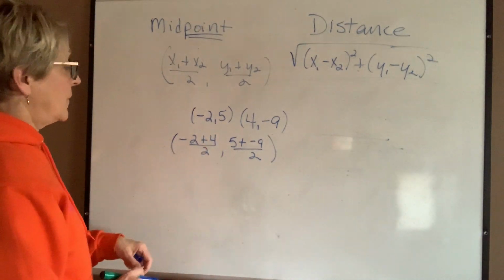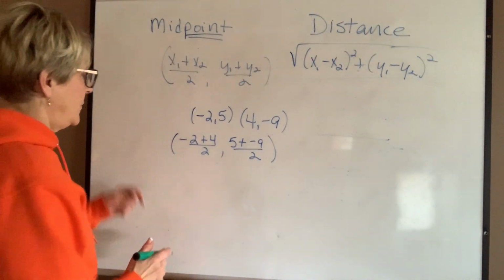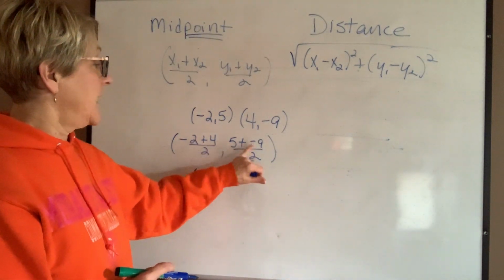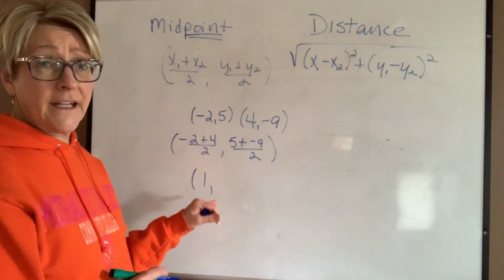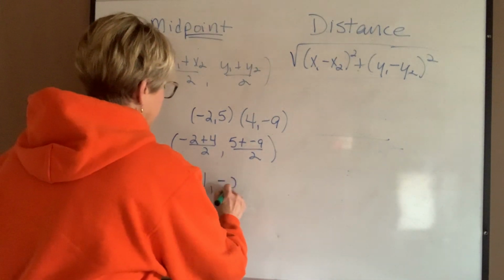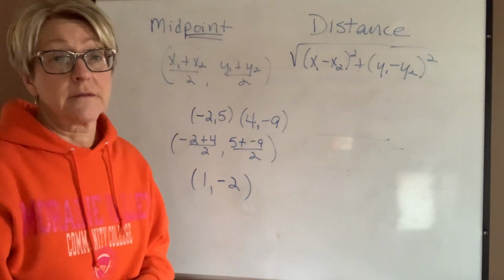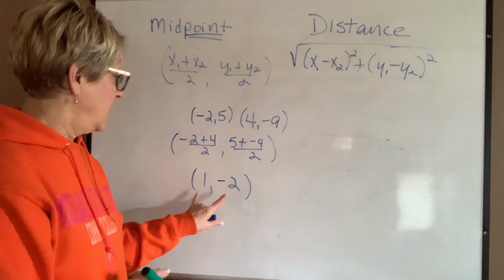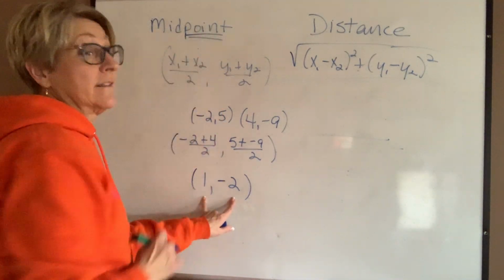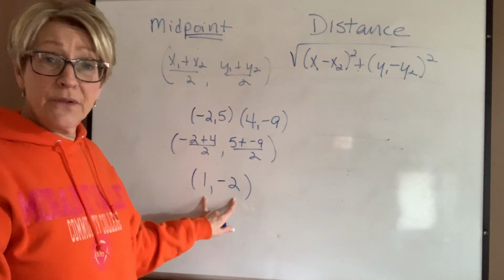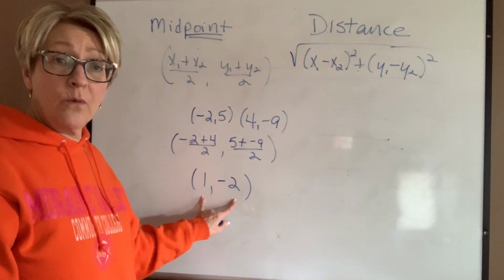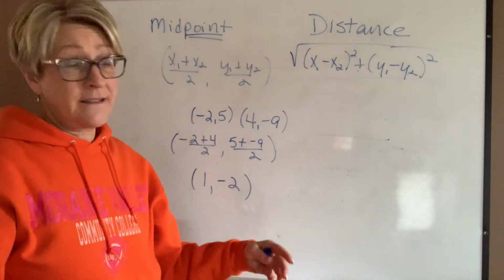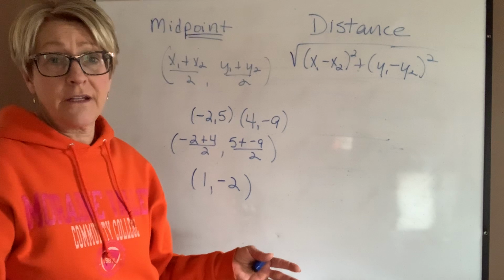So -2 plus 4 is 2, and 2 over 2 is 1. 5 plus -9 is -4, and -4 over 2 is -2. Okay. That's pretty straightforward, right? We're naming a point. So we come up with 2 numbers, right? We come up with an x coordinate and a y coordinate, which is different from when we're doing distance, because distance is just a single number. How far apart are these 2 points?